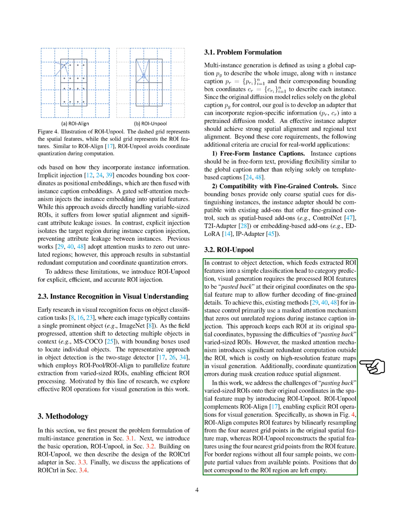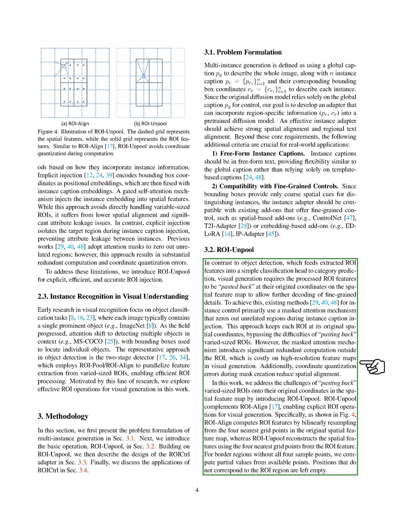To tackle the challenges of accurately placing varied-sized ROIs back onto their original coordinates, we introduce ROI unpool, which works alongside ROI align. Specifically, while ROI align computes ROI features by resampling from the nearest grid points, ROI unpool reconstructs spatial features using the nearest grid points from the ROI feature, leaving empty spaces for areas not corresponding to the ROI.